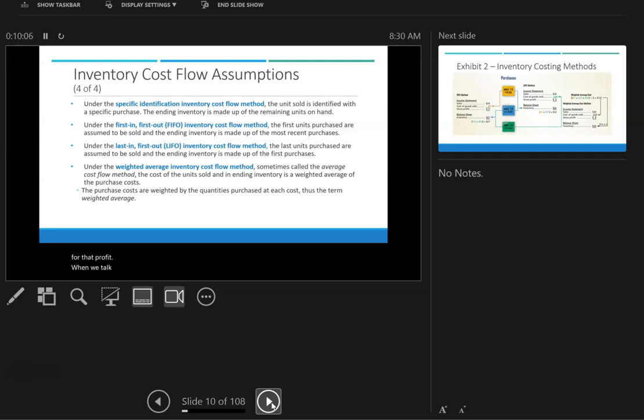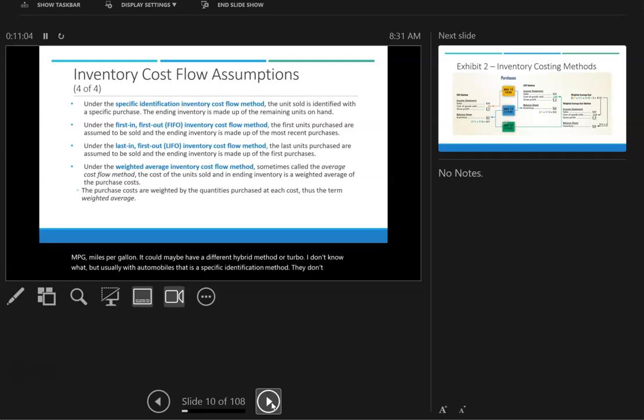When we talk about the specific identification inventory flow method, the unit sold is identified with a specific purchase. The ending inventory is made up of the remaining units on hand. Where would this be applicable? Automobiles? A Toyota Prius isn't just a Toyota Prius. A Toyota Prius may have upgraded seats. It could have a better sound system. Do you understand what I'm kind of getting at? What else could make this a unique Prius? MPG, miles per gallon. It could maybe have a different hybrid method or turbo, I don't know what. But usually with automobiles, that is a specific identification method.